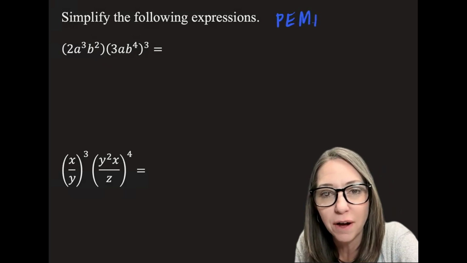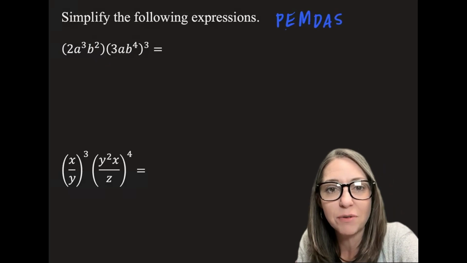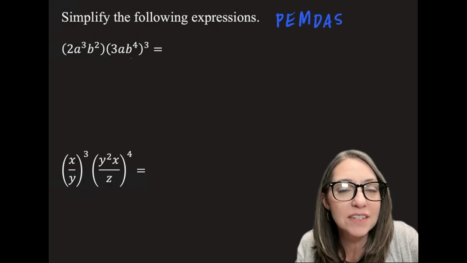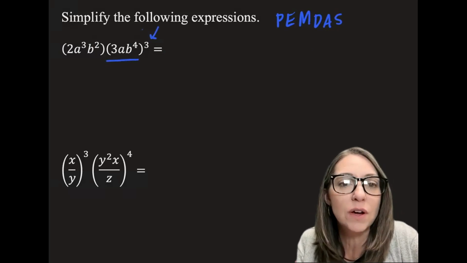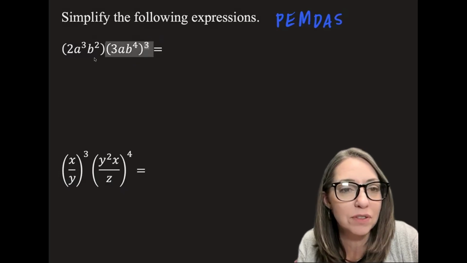That is the order of operations: parentheses, followed by exponents, then multiplication and division, and last addition and subtraction. So within these parentheses, everything inside of this is being cubed, which is an exponent. So first thing we're going to do is cube everything inside that second group of parentheses.